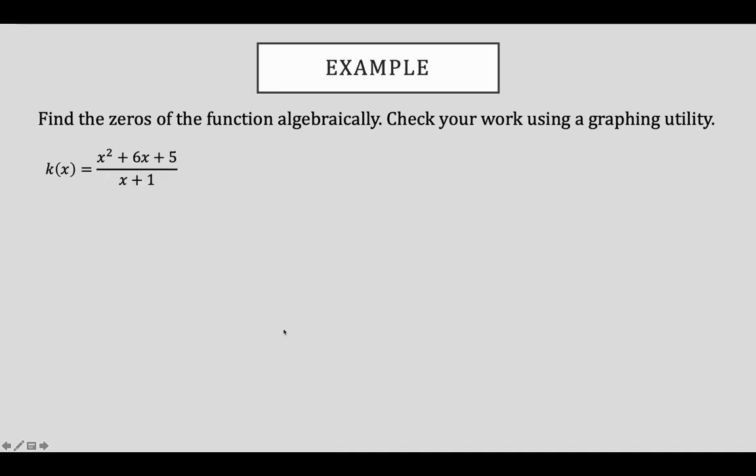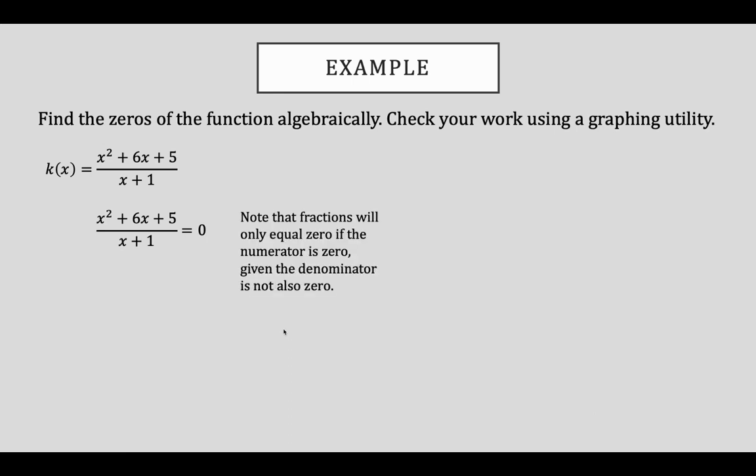All right, let's try one more with a big fraction. Find the zeros of the function algebraically. Check your work using a graphing utility. So, what was our trick? Again, we set the equation equal to 0, but when does a fraction ever equal 0? Only when the numerator is equal to 0, given that the denominator is not also equal to 0. So we set the numerator equal to 0. x squared plus 6x plus 5 is equal to 0.